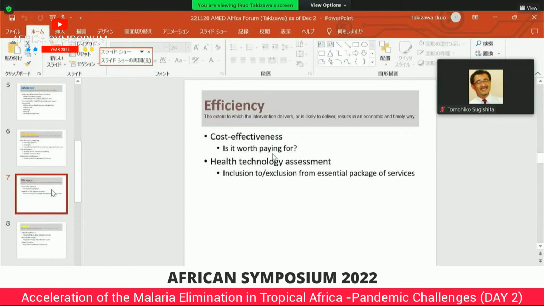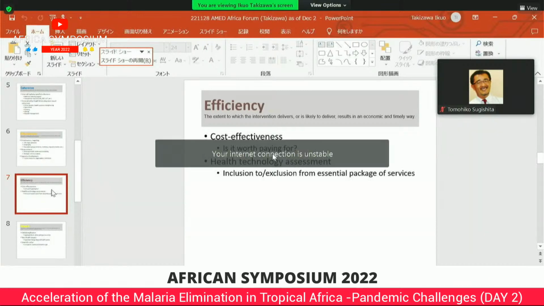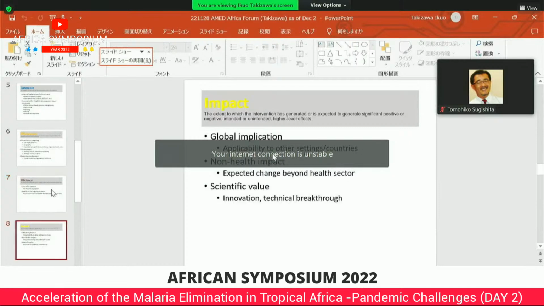And then the issue of efficiency, whether the intervention or the program is cost effective, is it worth paying for. Increasingly, many countries are introducing a formal way of assessing newly introduced technologies to be funded publicly, like the application of health technology assessment. So I think the sense of cost effectiveness is also important.